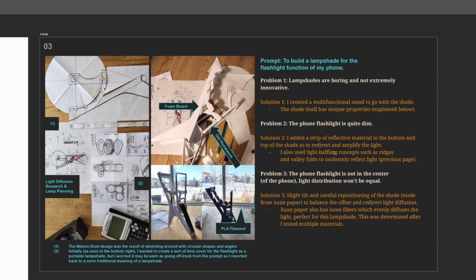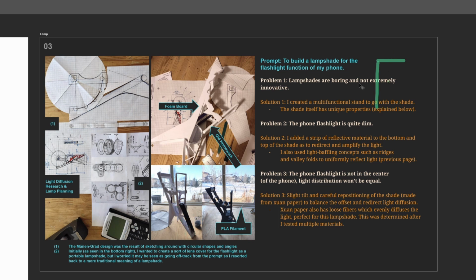Now, problem 3 was that the phone flashlight is not in the center of the phone and light distribution won't be equal. If we look at my stand from a front standpoint, this is the front leg section here. The phone is placed based on this middle line, but the camera itself is on one of the sides. I noticed that detail and wrote it down. I was like, okay, this is definitely something we're going to have to address.